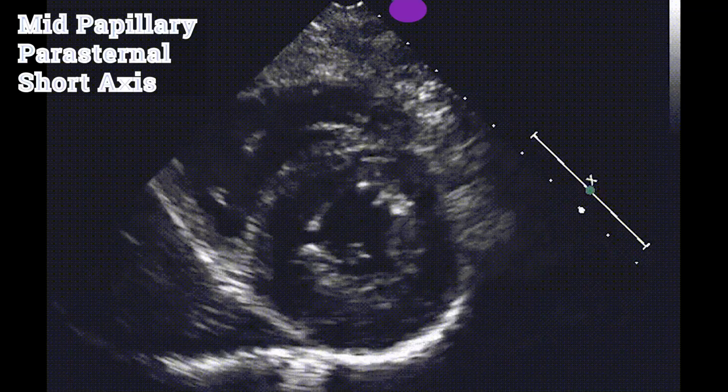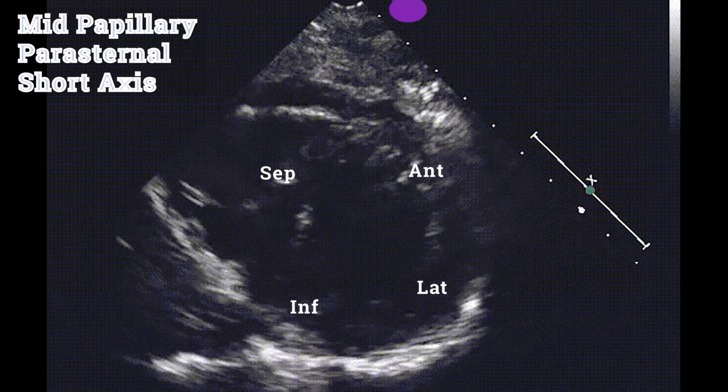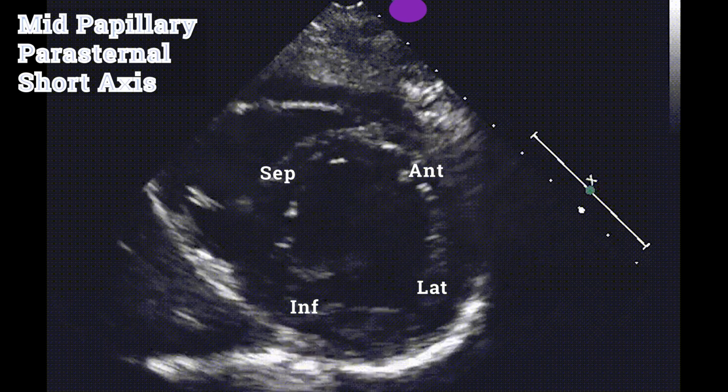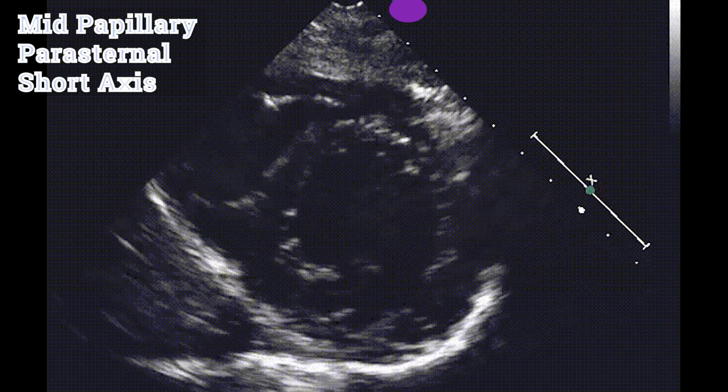The walls of the ventricle include that of the anterior wall, lateral wall, inferior wall, and the interventricular septum. Notice the distance that has been selected for this view, since it allows the sonographer to visualize these chamber walls clearly.